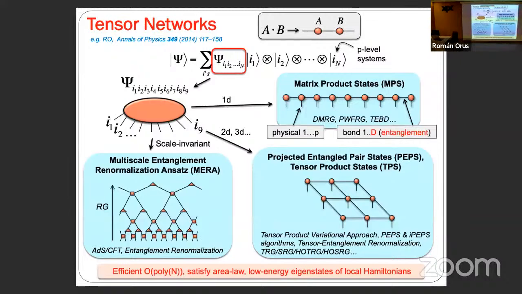Not only that, but they also satisfy this area law for the entanglement entropy, which is a property that has to be fulfilled. And there are mathematical proofs that they also correspond to low energy eigenstates of local Hamiltonians, okay? Which is what we find in nature. Good.